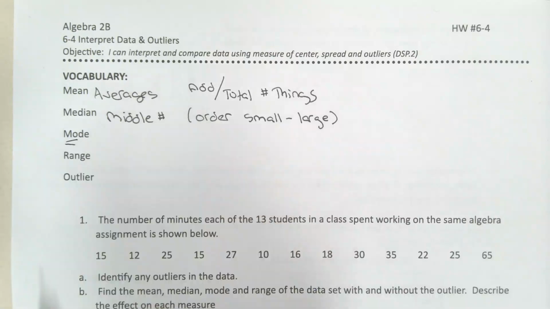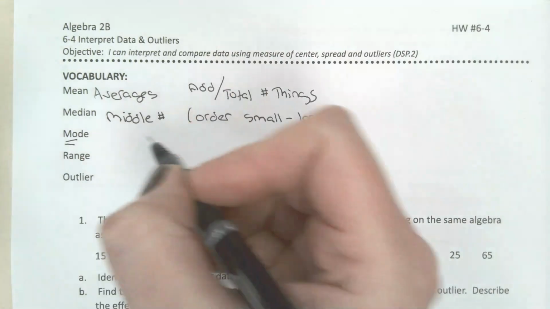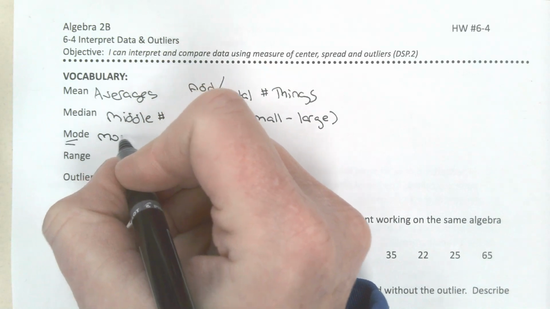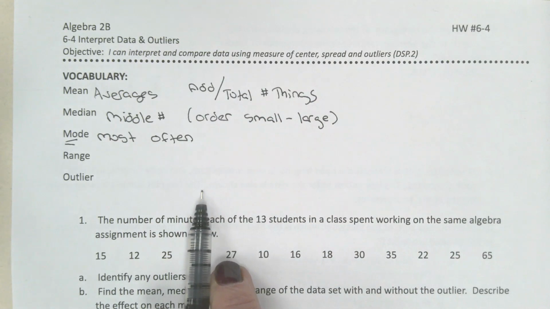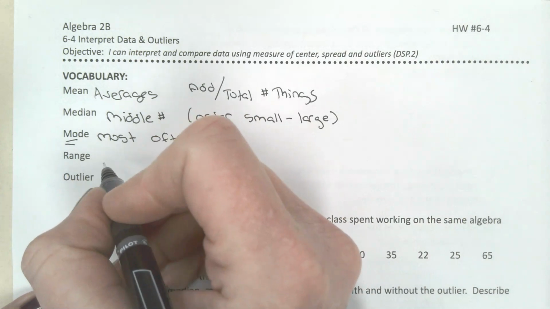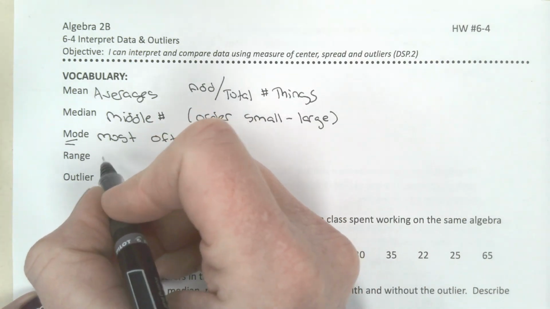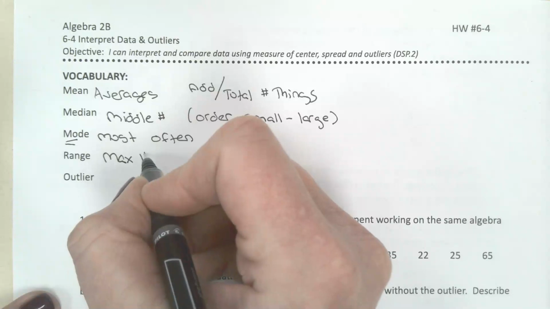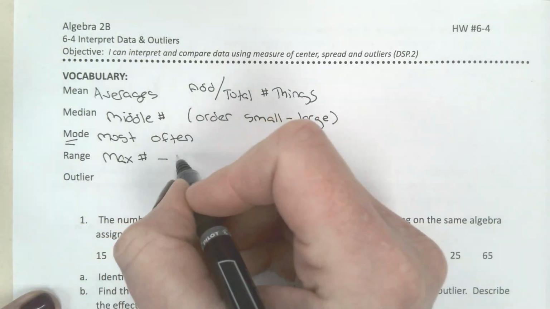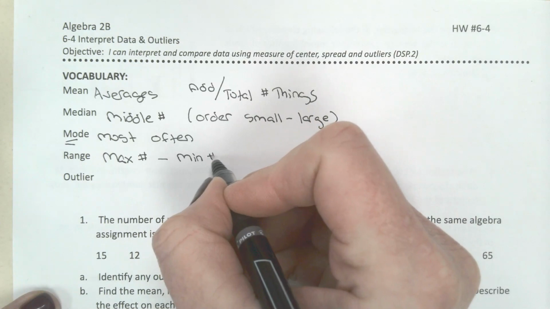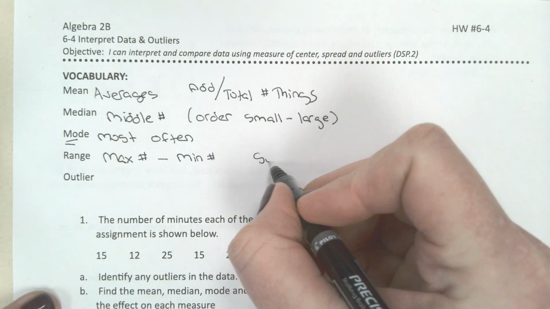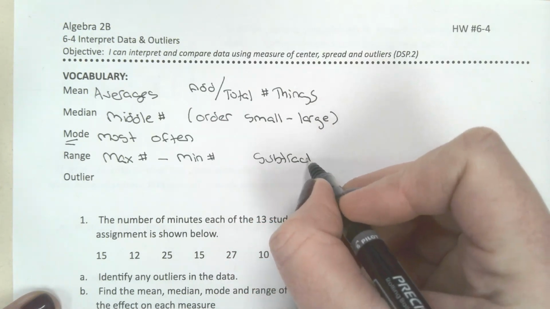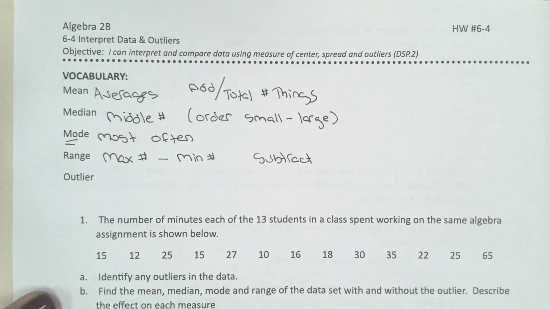The mode, I generally do word association. Mode is most often. So it's the number that is found most often in a group of numbers. The range is the distance from the maximum, or the biggest number, to the min, or the smallest number. So all you're going to do is identify the smallest and the largest, and subtract, and that is how you calculate the range of something.